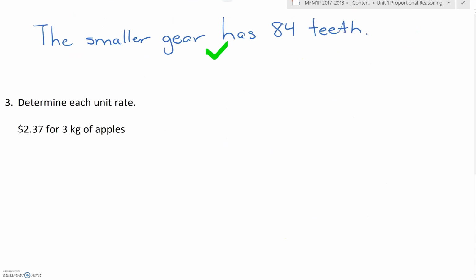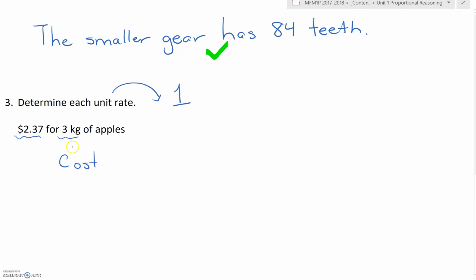So moving to the last question, we have unit rates, which we've done in class as well. And again, we need to set up a proportion, but when we're talking about a unit rate, we're talking about one item, okay? That number or the word unit represents 1. So let's set this up. We have $2.37 for 3 kilograms of apple. Well, when we have money like this, that's a cost.